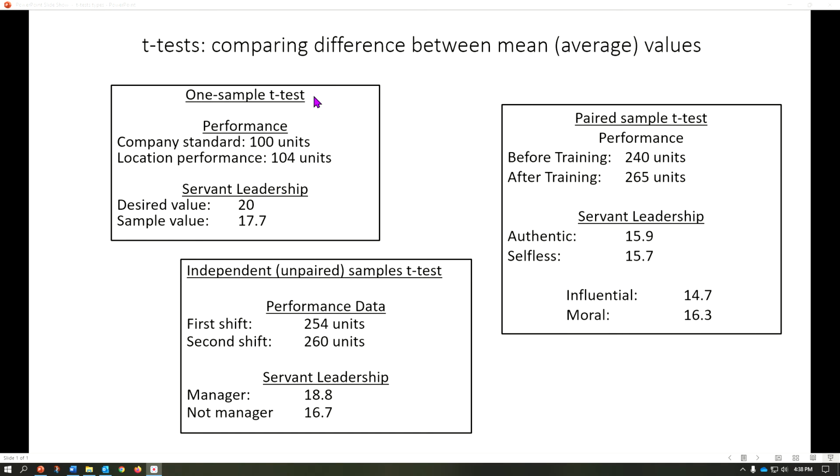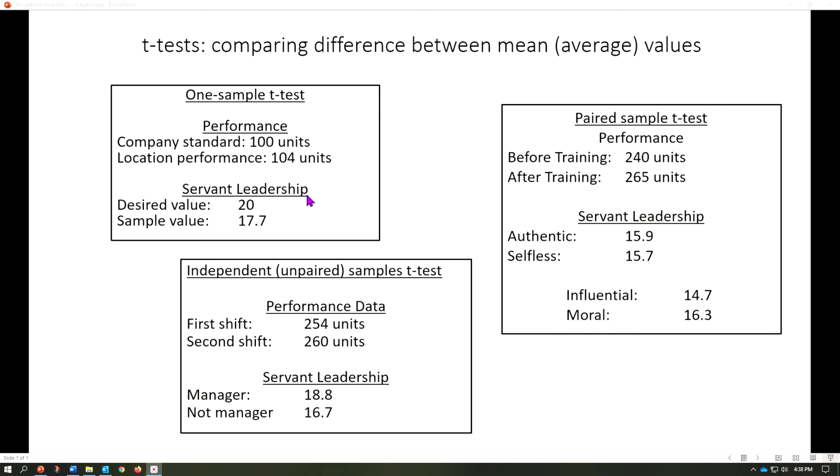The first one is a one-sample t-test, where you look at the difference between your sample and a pre-established value, or perhaps even a hypothetical value that you think something will be. In this case, we have two examples here. A company standard, let's say, is 100 units. At one of the locations, they perform at 104 units, and we see if this is a statistically significant difference, to see maybe if this location is doing something right, or if it's just not a significant difference, even though it's a little bit higher.